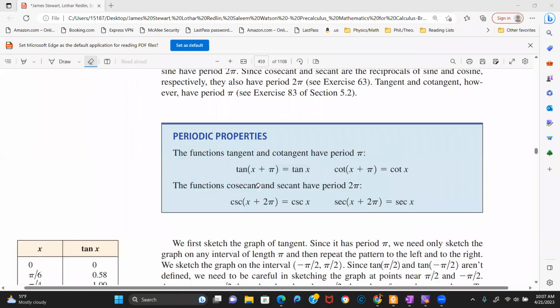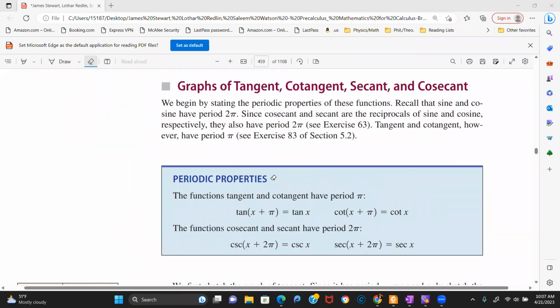So last time we looked at periodic functions, functions that repeat. Their values repeat, and that was reflected in the fact that the graphs repeat. They have the same pattern over some interval. And we saw a while back that sine and cosine have a period of 2 pi.